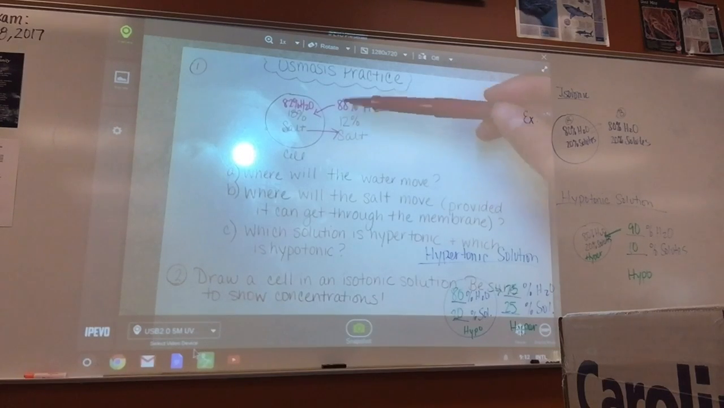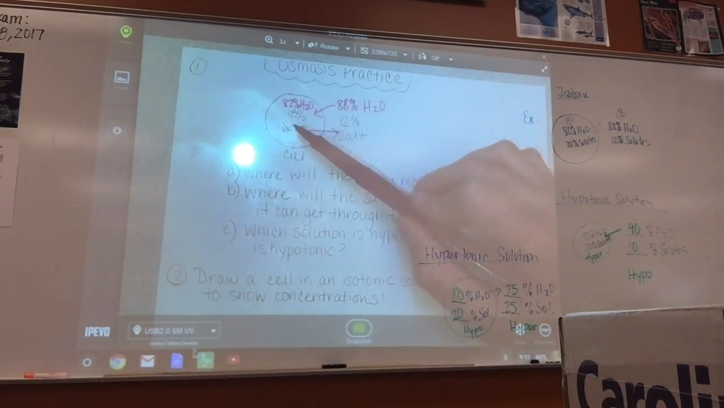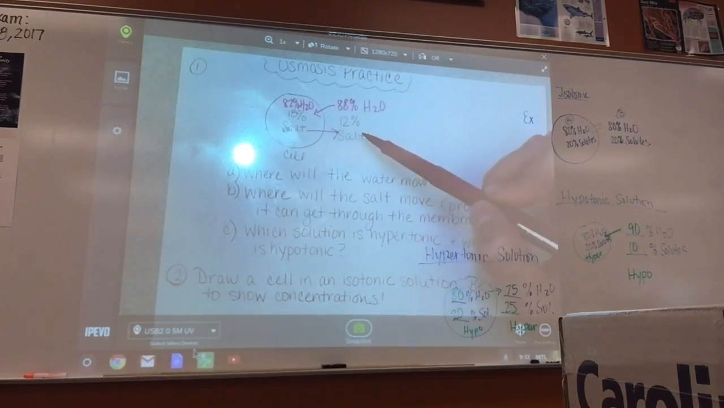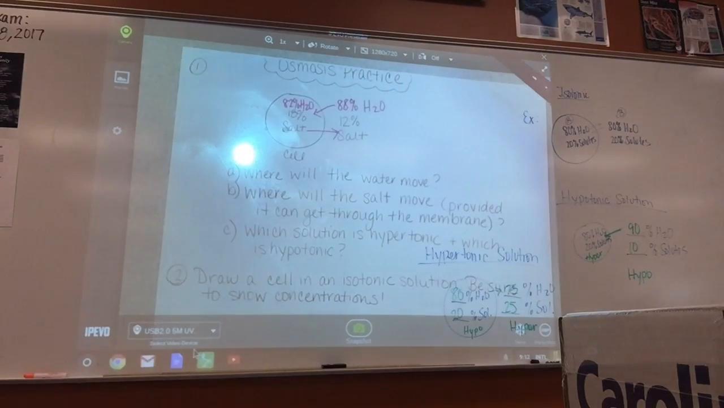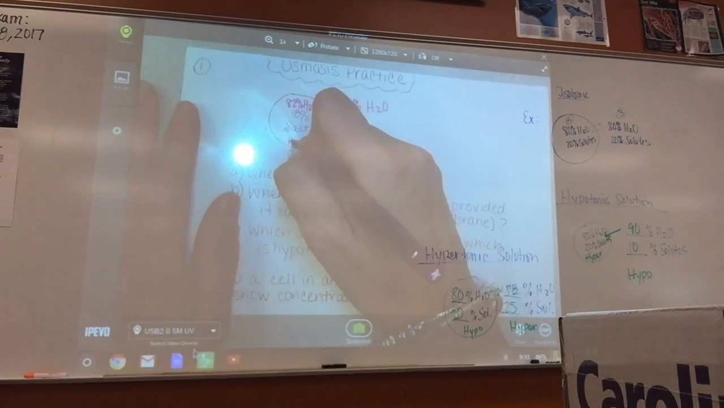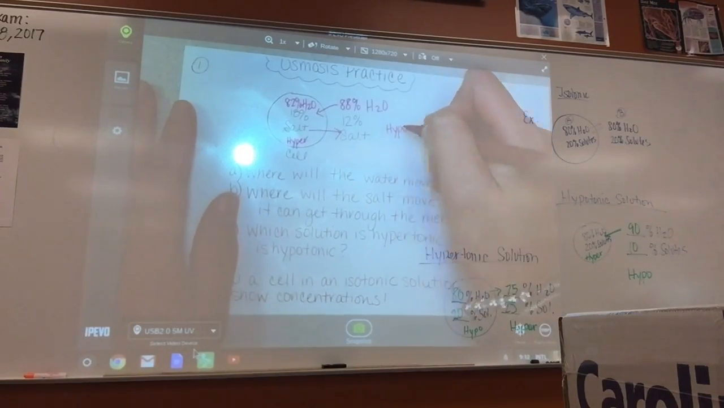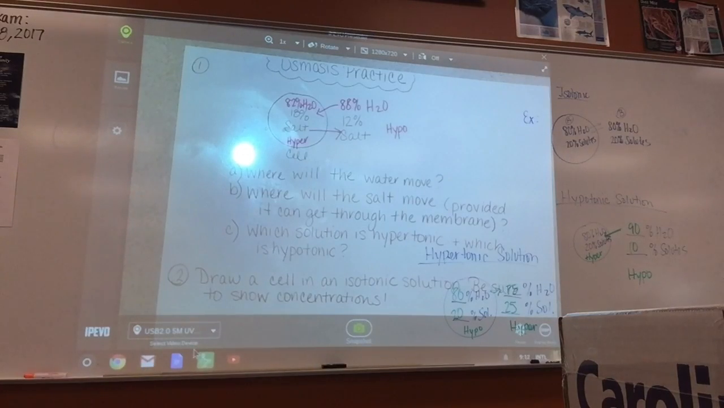All right, and so then it asks you which solution is hypertonic and which is hypotonic. So comparing these two, they're not isotonic because they're not equal. And so which one is hypertonic? Hypertonic. Yep. The one inside the cell. So this is hypertonic. And this is hypo. Whenever you have a hypotonic solution, you have to have a hyper. And remember, water moves from hypo to hyper.